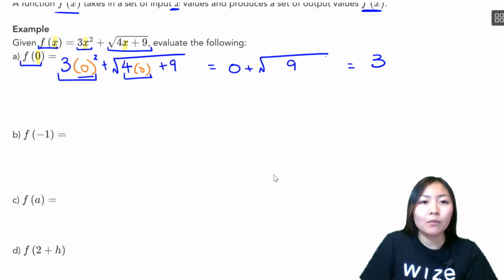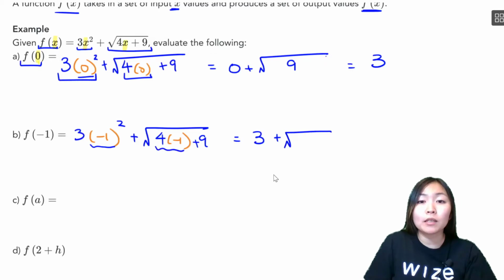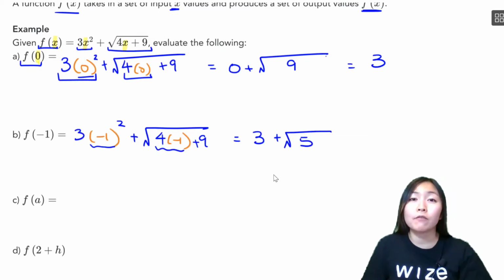So on the right-hand side, we get 3x, which is now negative 1, squared, plus the square root of 4 times x, which is now negative 1, plus 9. All right, let's crunch this up. Negative 1 squared is positive 1, 3 times positive 1 is 3, plus the square root, this is negative 4 plus 9, which is 5. And we leave it like this, 3 plus square root of 5, this is the exact value.